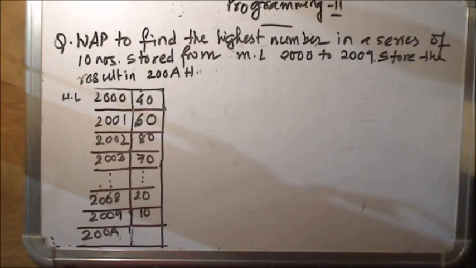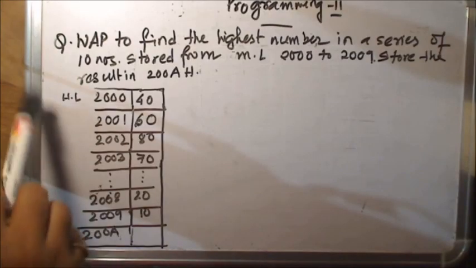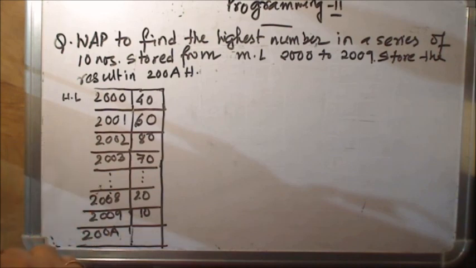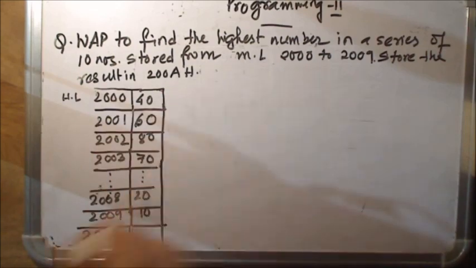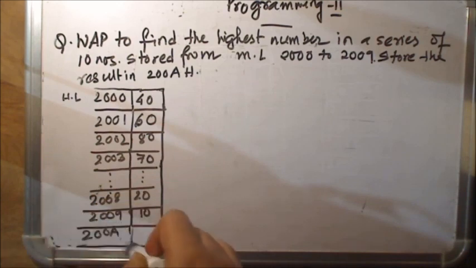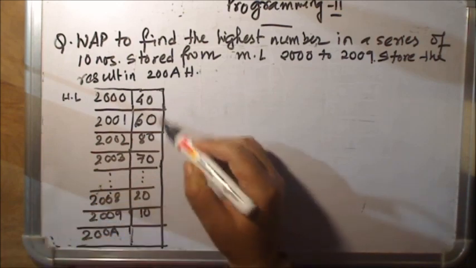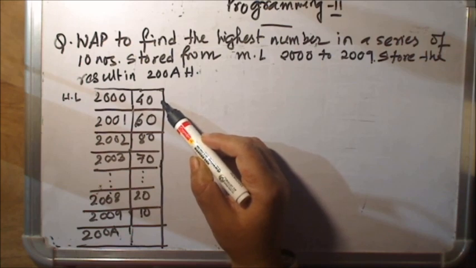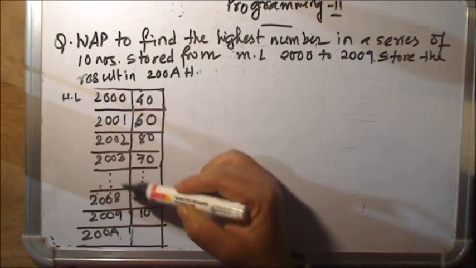Now the first program. What is the first program? Write a program to find the highest number in a series of 10 numbers stored from memory location 2000 to 2009 and store the result in 200A. There are 10 numbers stored in memory location 2000 to 2009.